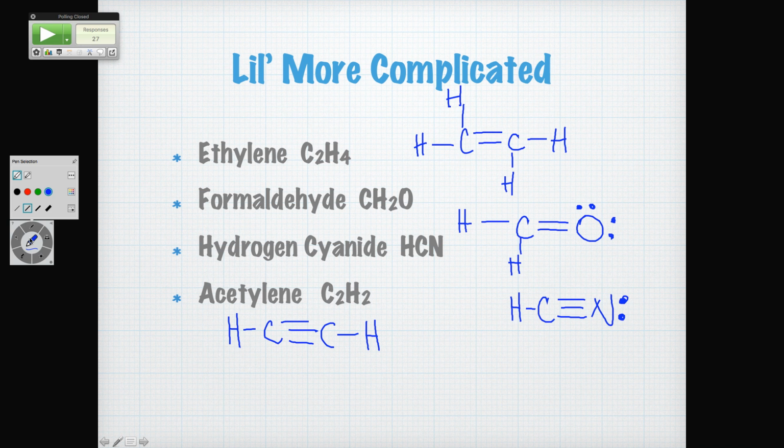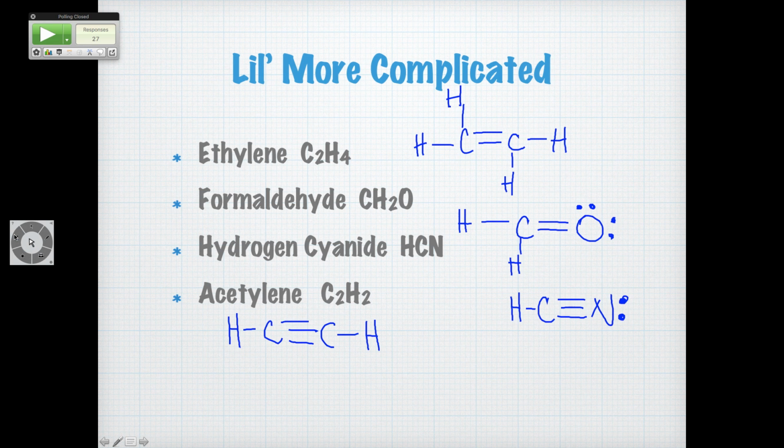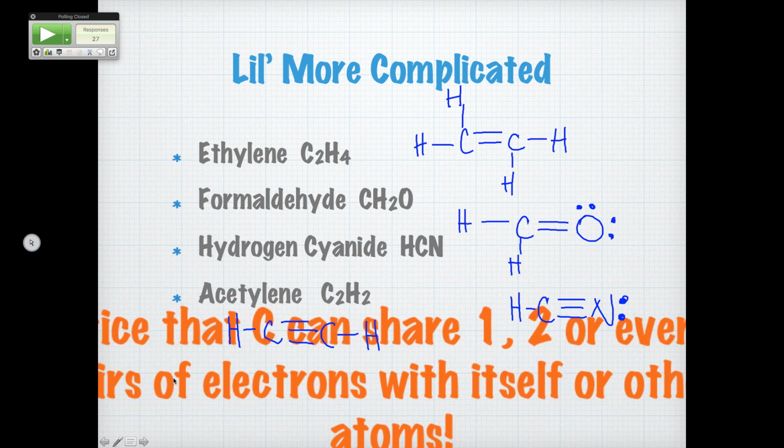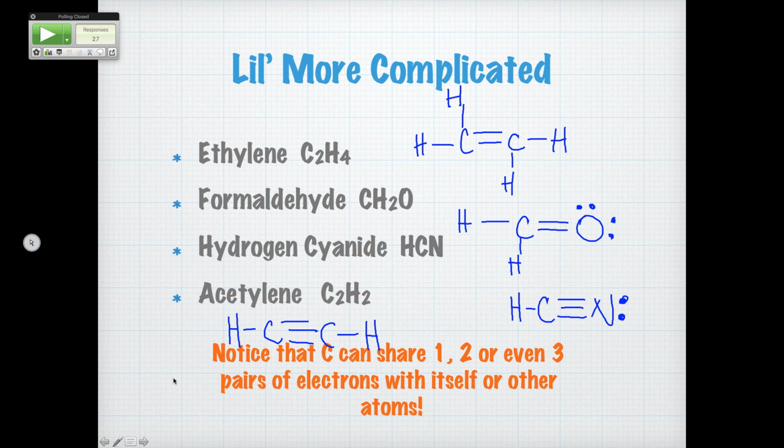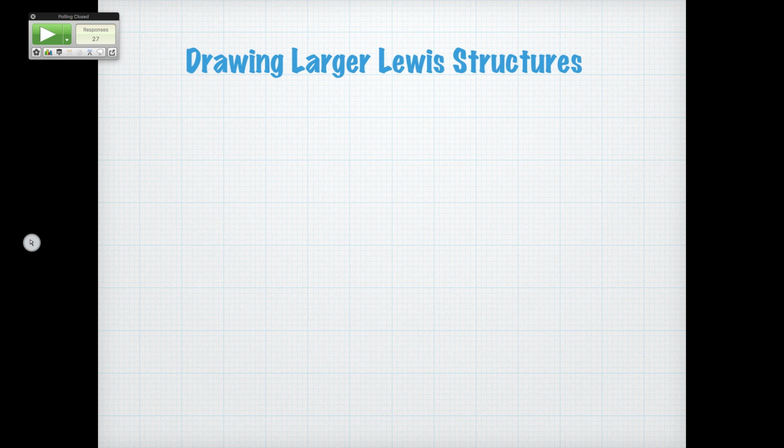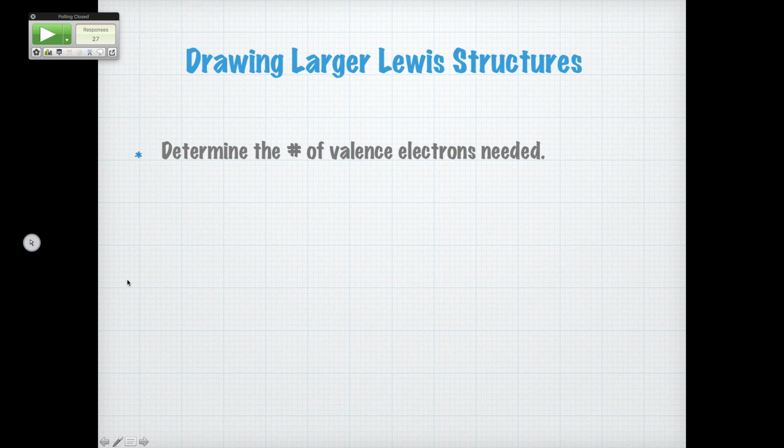Okay. Any questions on those? Are you seeing how to figure out the triple and double bond? That's the biggest thing. Note that carbon can share 1, 2, or even 3 pairs of electrons with itself or other atoms. Carbon is pretty cool that way. Now let's get to some bigger ones, because we ain't going to stick with acetylene.